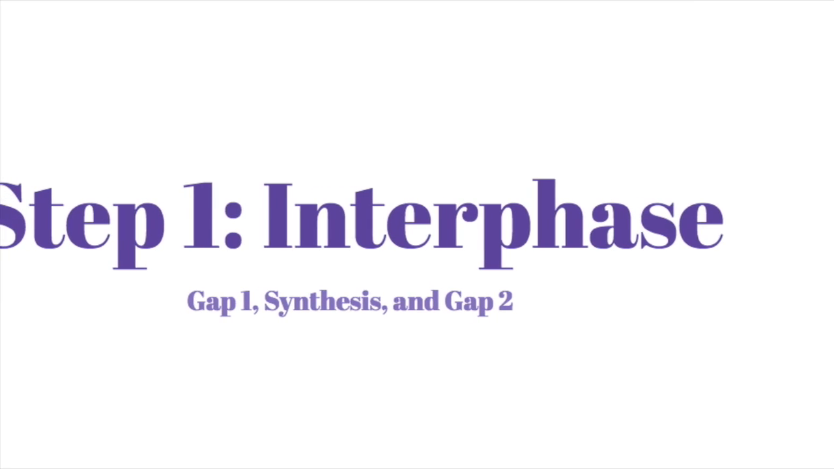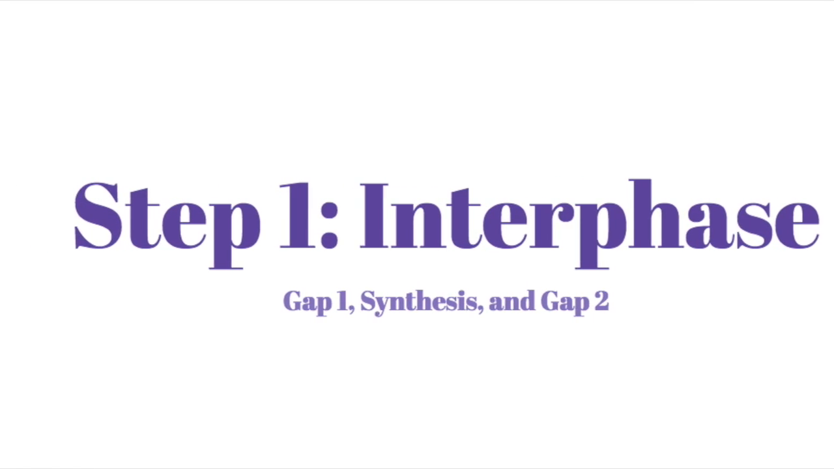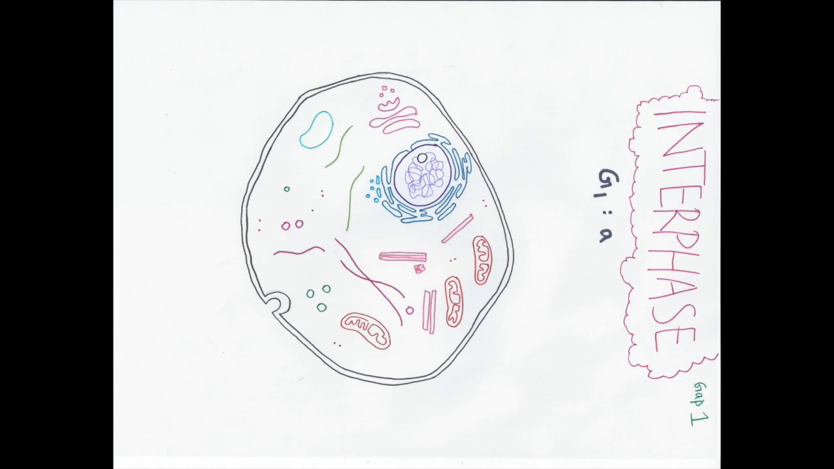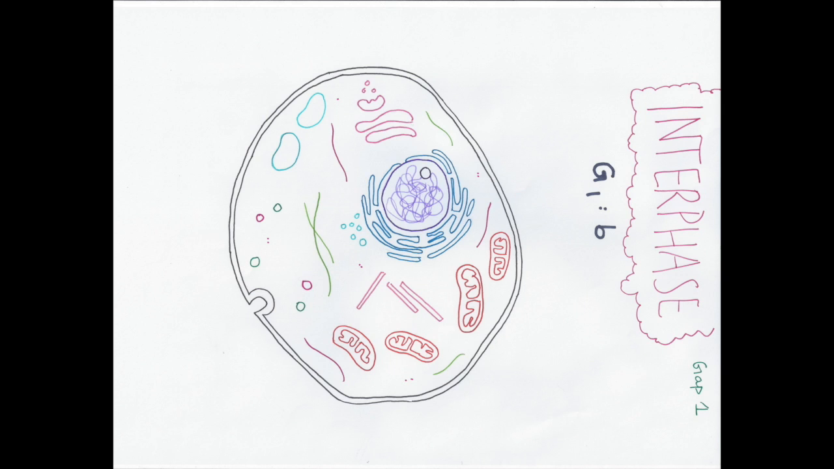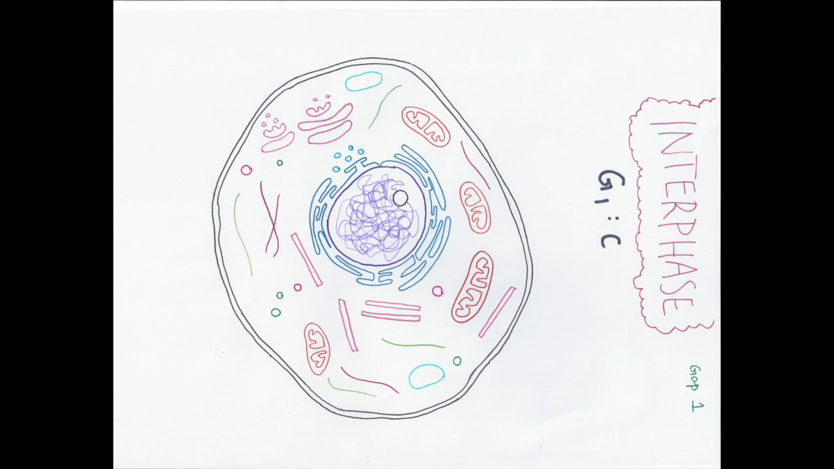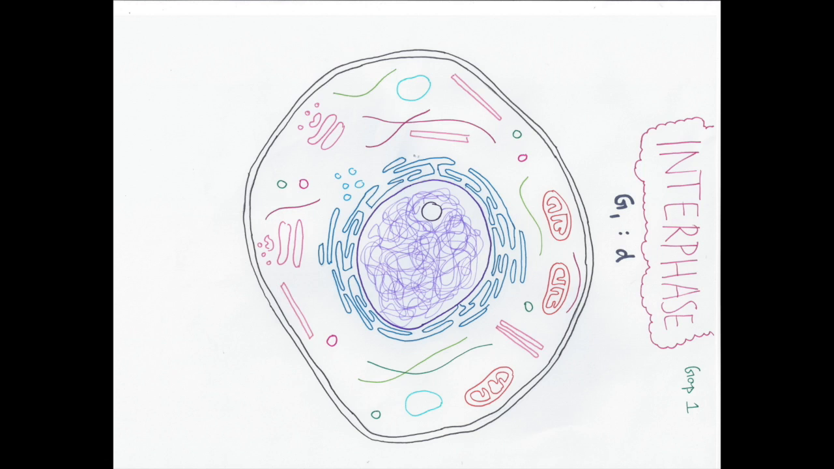Step 1. Interphase. The cell spends 90% of its time here. In gap 1 phase, all that happens is the cell growing and all the organelles doubling. It is building enough energy for the DNA duplication that will happen in synthesis. As you can see, as the cell is growing, all the organelles inside of it are doubling in number.